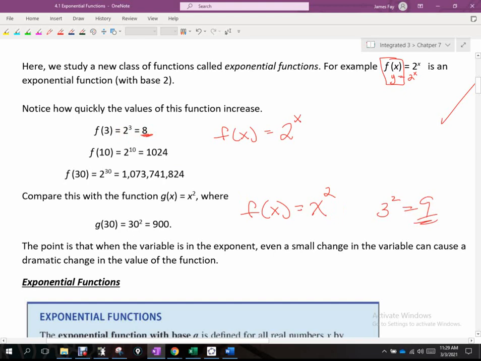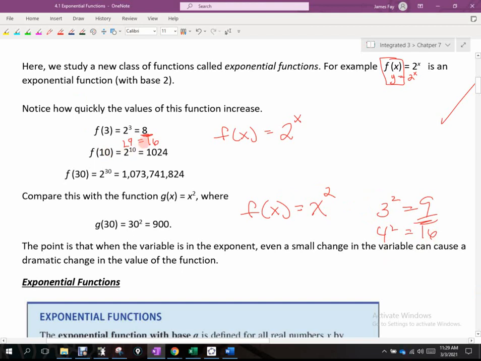So at that juncture, the two functions are very similar to one another. Well, if I let x be 4, 2 to the fourth is 16, okay? Come down here and let x be 4, I get 4 squared. That is 16. They're exactly the same there, right?